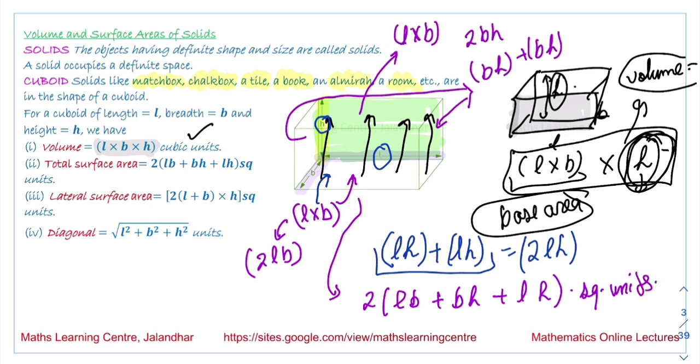The units for volume are cubic units. The units for area are square units. Next we are saying lateral surface area.